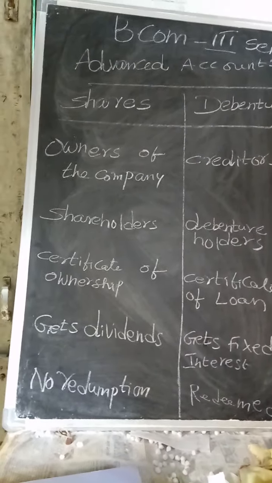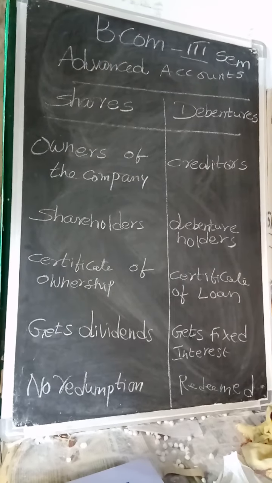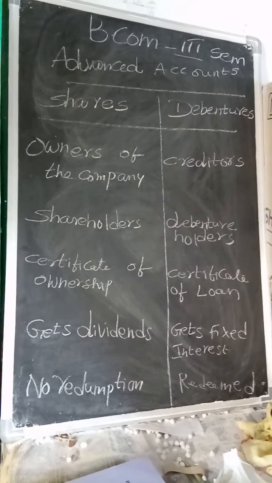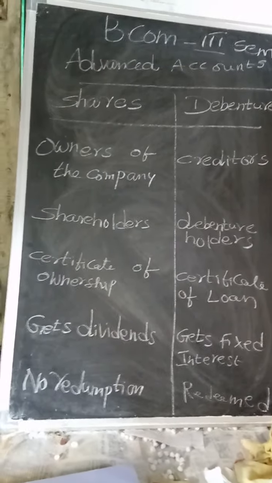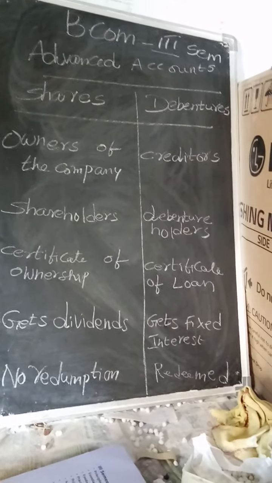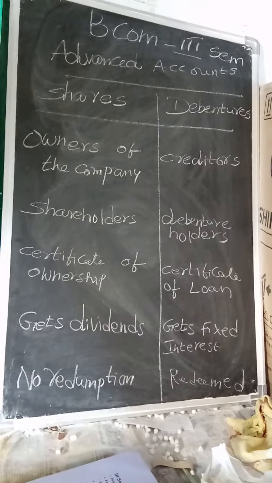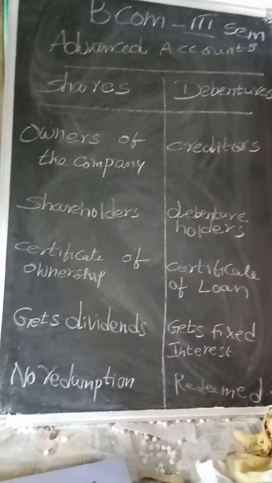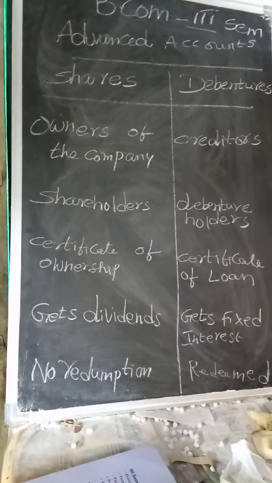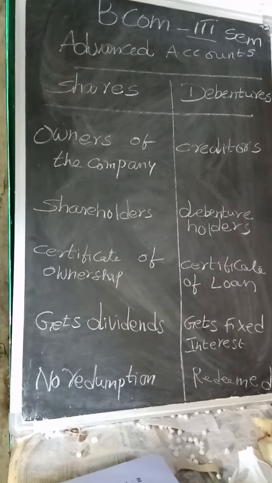My dear students, you know, shareholders are real owners of the company. There are two kinds of shares like equity shares and preference shares. But debenture holders are called as creditors of the company. There are different kinds of debentures which we are going to study. So the person who holds the shares are called as shareholders.